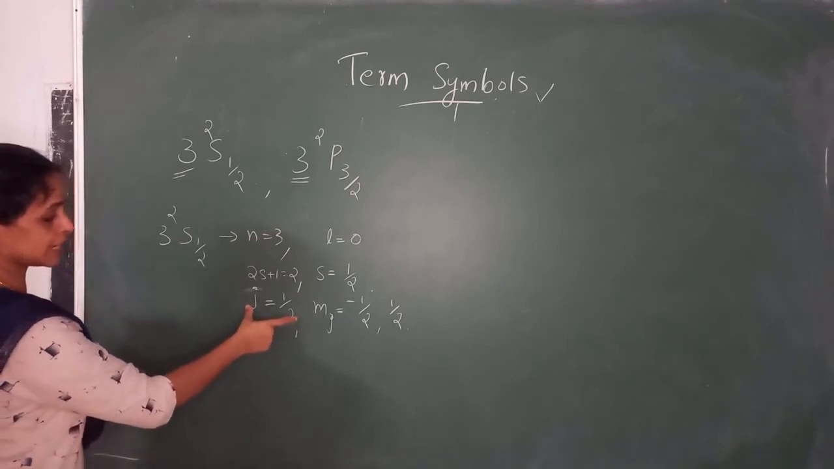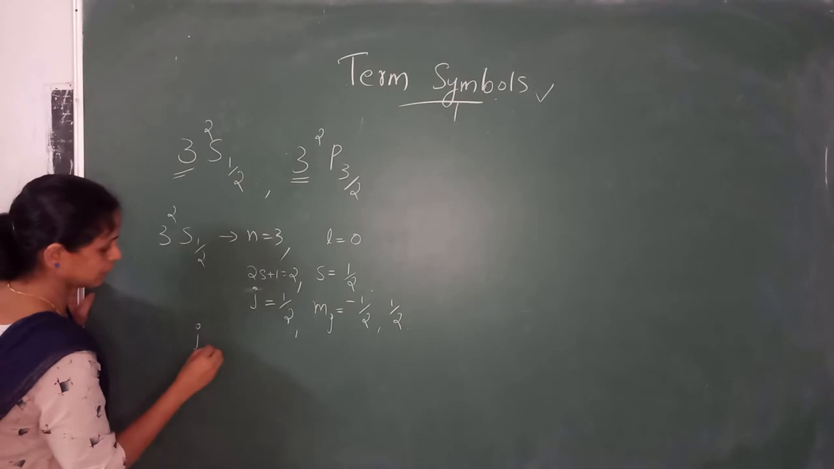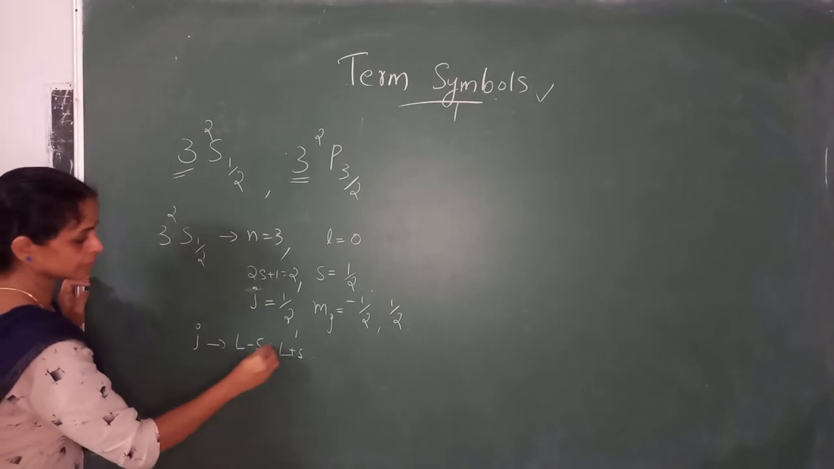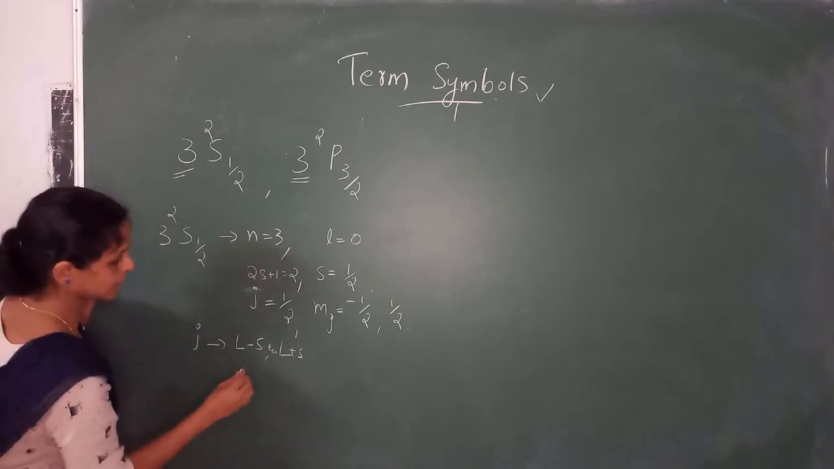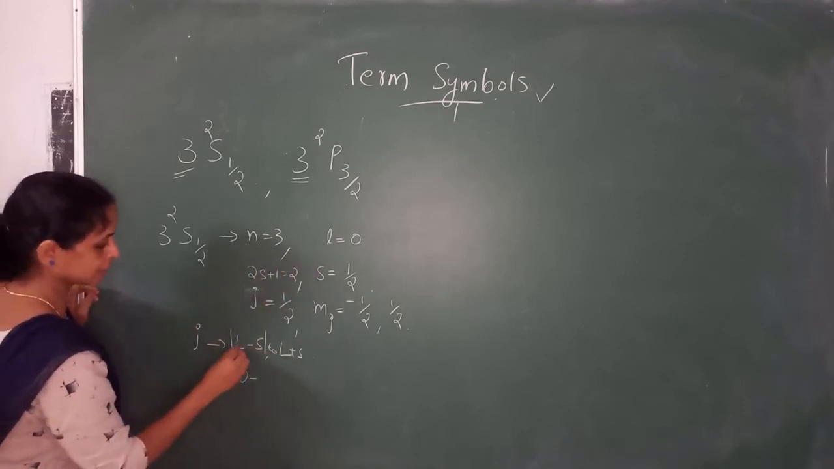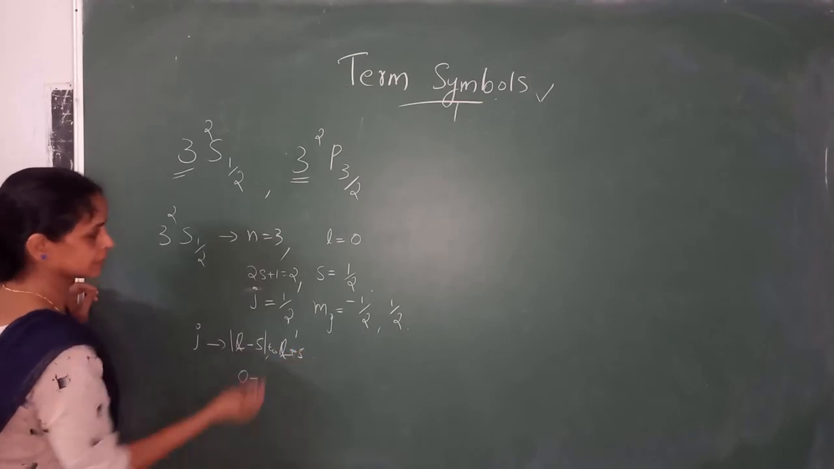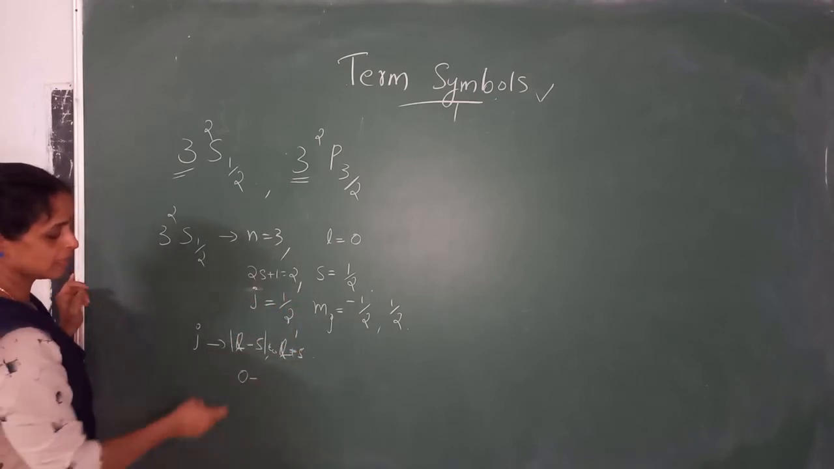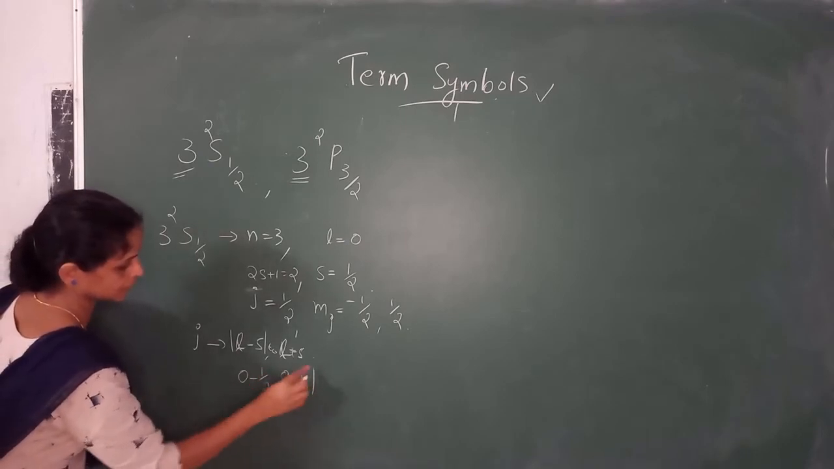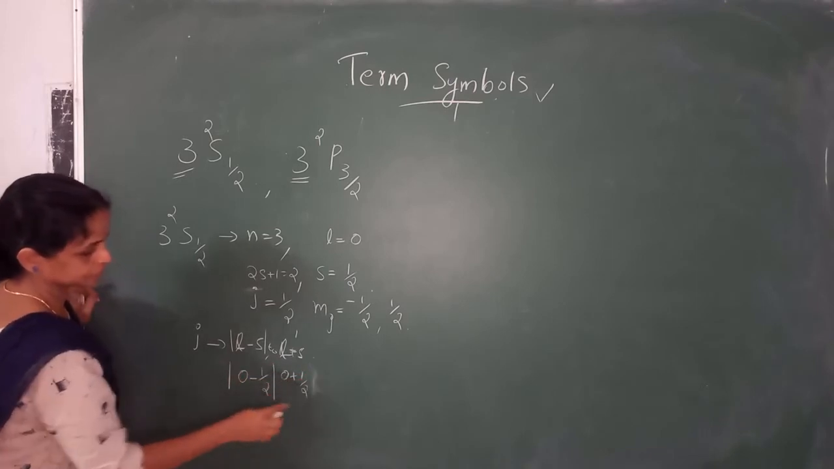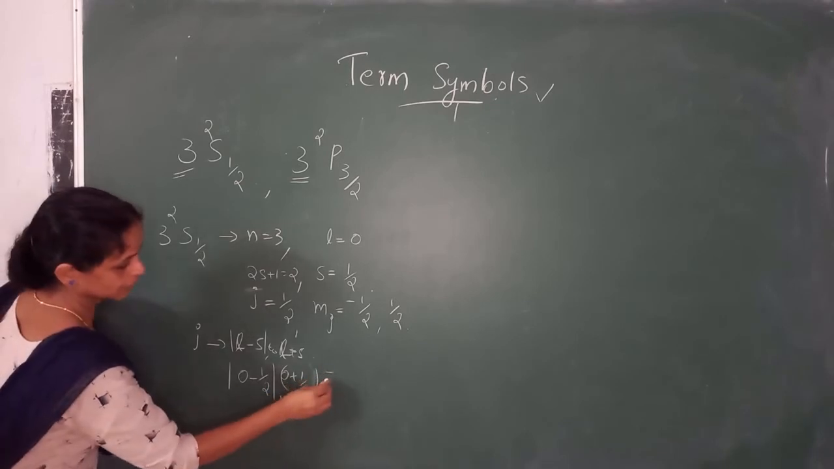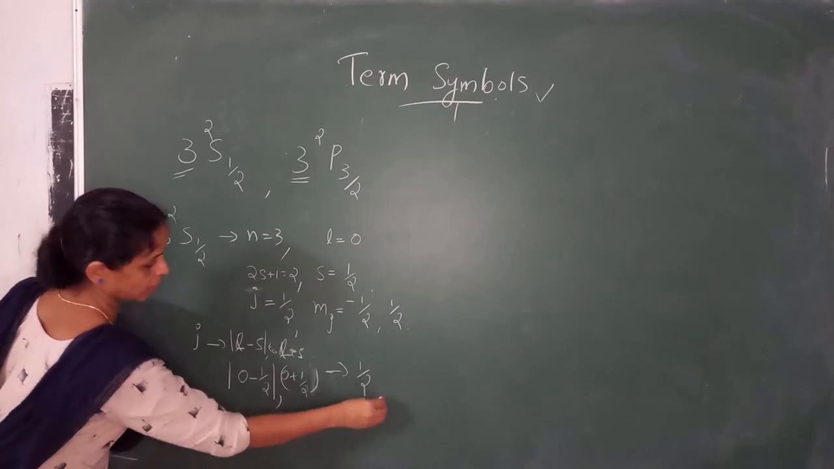So usually this J will take values from L minus S to L plus S. L minus S here means, what is L? That is 0 minus half, this is actually modulus you can write. You can write here small n for a single electron, you can represent like this. So 0 minus half to 0 plus half. So these are the possible values for J. That means only we will have half. Only J is half value.